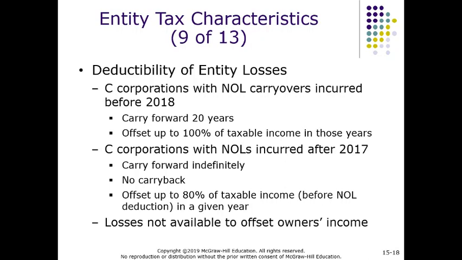those net operating losses of a C Corp, if they're incurred after 2017, meaning 2018 or beyond, you don't carry them back. You simply carry them forward. Unlike the old law, they were carried back for a couple of years prior, and then if you had any NOLs left over, you carried them forward for 20 years. Now you just simply carry them forward indefinitely. No carryback.